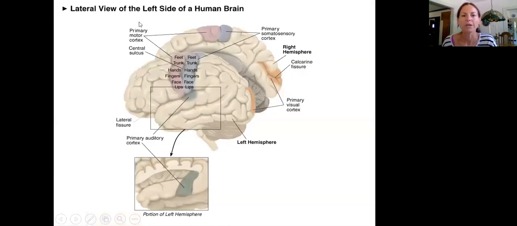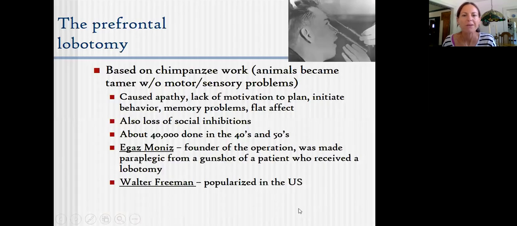And this just shows you the left side of the human brain, and then we can see there the somatosensory cortex in the parietal lobe, and then the motor cortex in the frontal lobe side by side. So motor and sensory kind of go together there. And you can see, again, we have the parts of the body laid out on each one of those.